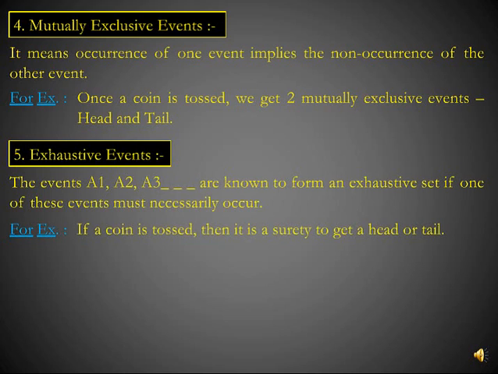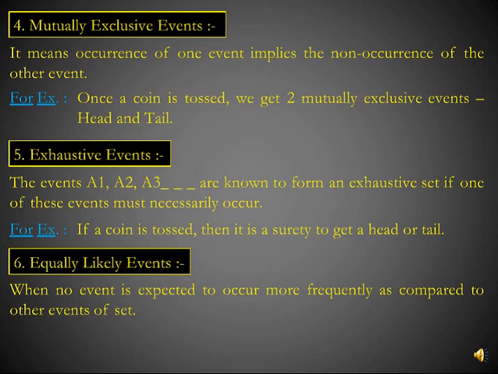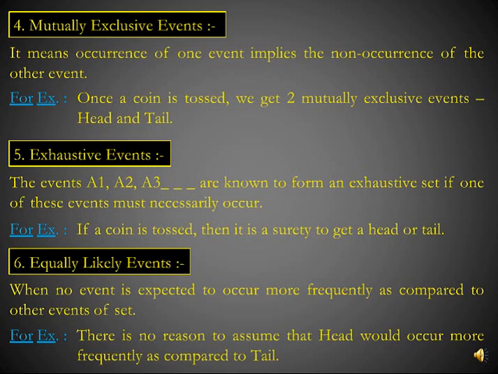Fifth one is exhaustive events. The events A1, A2, A3 and so on are known to form an exhaustive set if one of these events must necessarily occur. Say for example, if a coin is tossed, then it is sure to get a head or a tail. So it is called exhaustive events. Sixth is equally likely events. When no event is expected to occur more frequently as compared to other events of the set, it is called equally likely events.